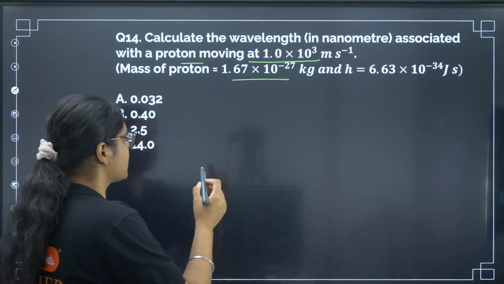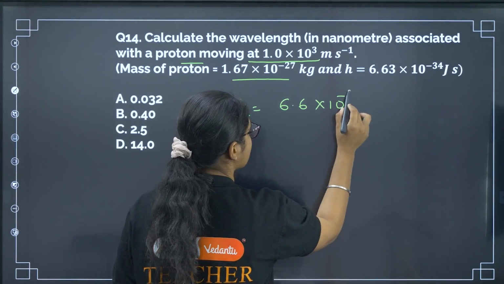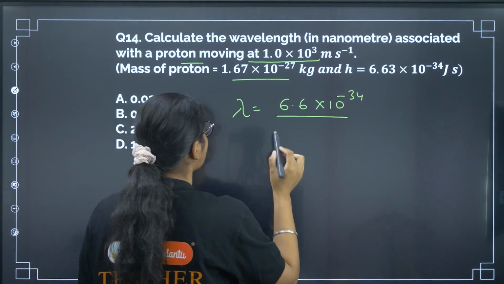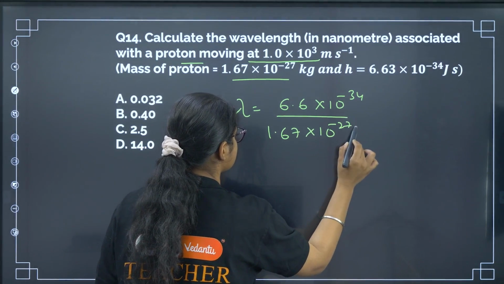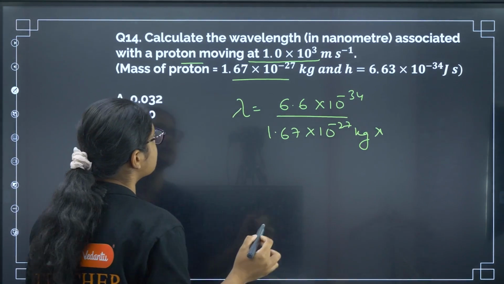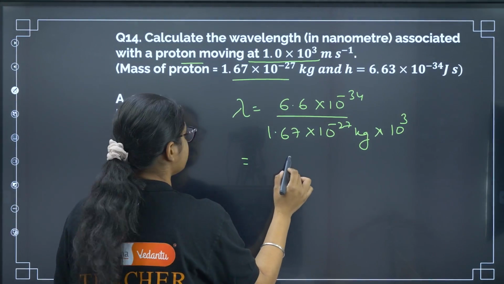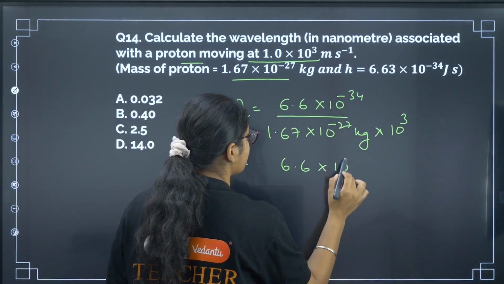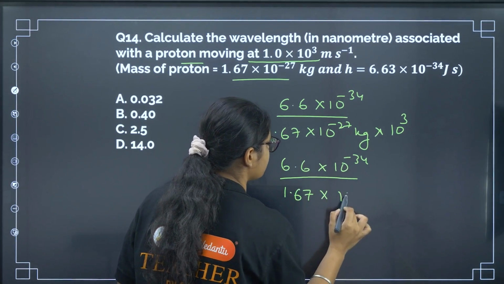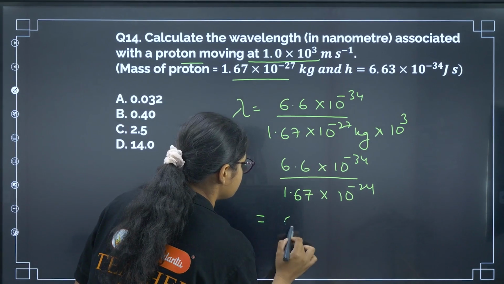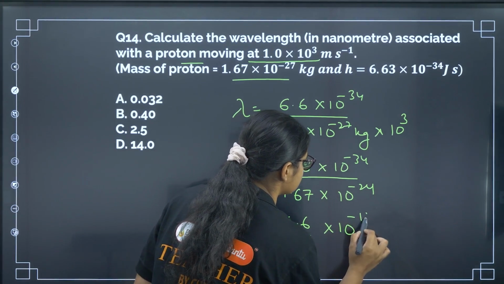Okay, so again we can calculate wavelength. Lambda is equal to h, 6.6 into 10 to the power of minus 34, divided by mass, which is already given in kg, 1.67 into 10 to the power of minus 27 kg, into velocity, which is 10 to the power of 3, right? So now if we solve this, we'll get 6.6 into 10 to the power of minus 34 divided by 1.67 into 10 to the power of minus 24. So that will be 6.6 by 1.6 into 10 to the power of minus 10, right?